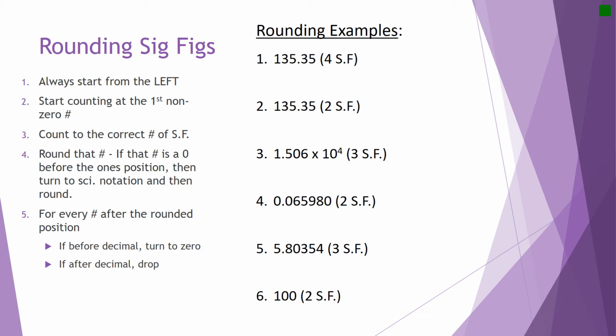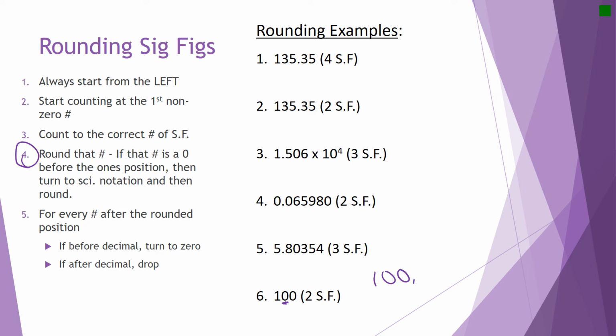So what happens is we're going to look at number 4. If that number is a 0 before the ones position, which this is, then turn to scientific notation and then do the rounding. And this technique actually can be used with absolutely any number. When you turn the number into scientific notation first and then round, it will 100% always work.